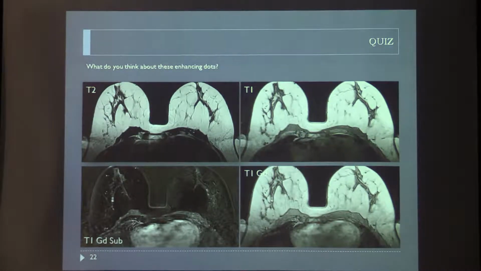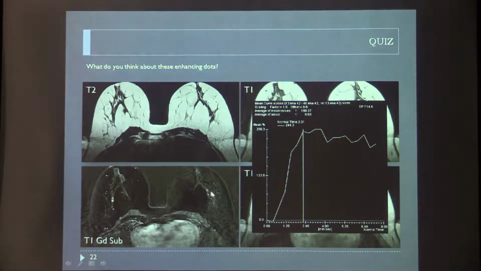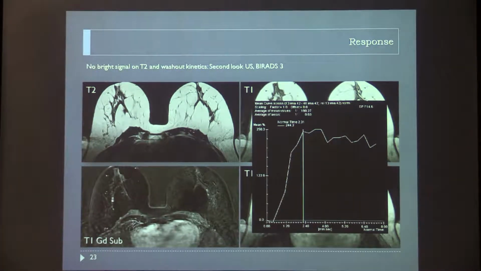What do you think about that one? Here you can see this one is different from the other one. In the previous case, all dots were similar. Here, this one is a little bit brighter than the other one. So this is not regular. If you take the enhancement curve, there is a washout. It could be difficult to measure kinetics on these small dots, but here we were able to do that. You can see there is a washout. So this is not really suspicious, but you have to be careful and classify that as BI-RADS 3. This is an ugly duckling. All dots should be the same.